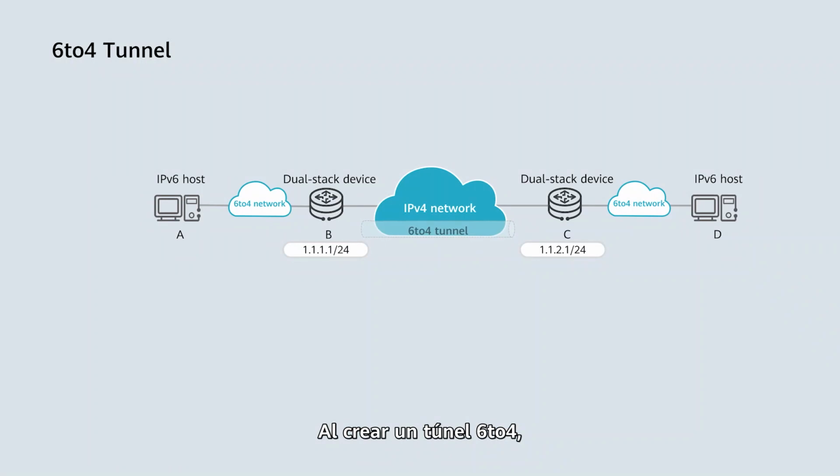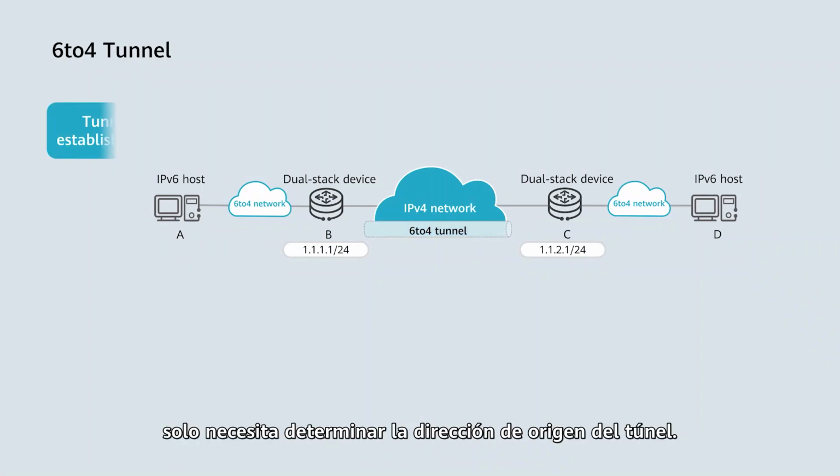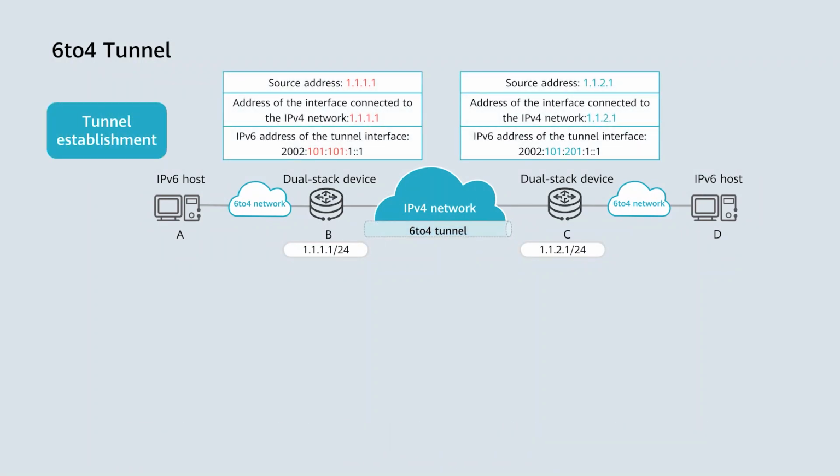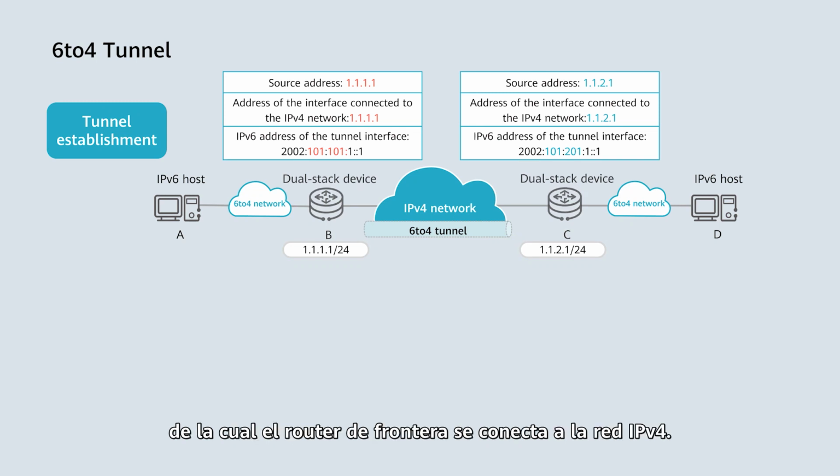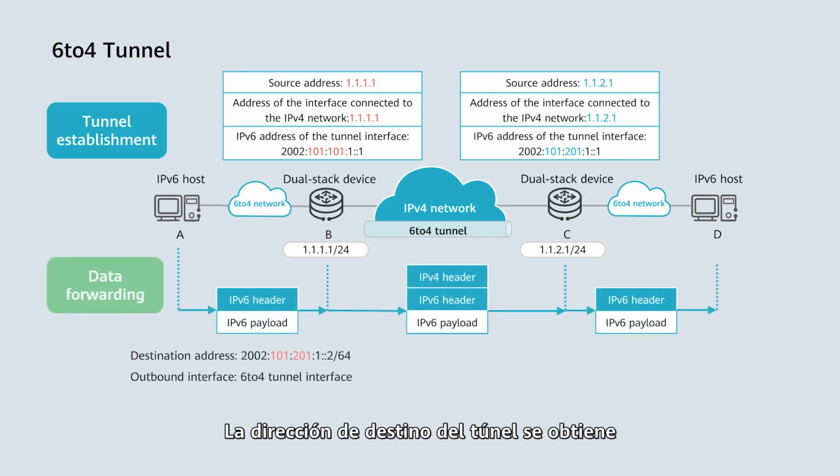When creating a 6to4 tunnel, you only need to determine the source address of the tunnel. This address is also the address of the physical interface through which the border router connects to the IPv4 network. The source address of the tunnel also determines the IPv6 address of the tunnel interface. The destination address of the tunnel is obtained from the destination address of the original IPv6 packet.